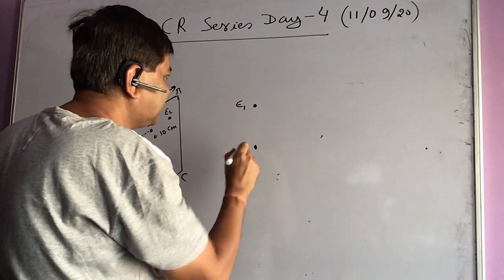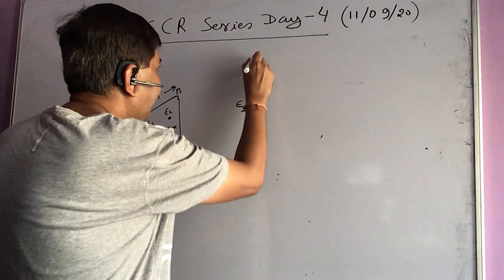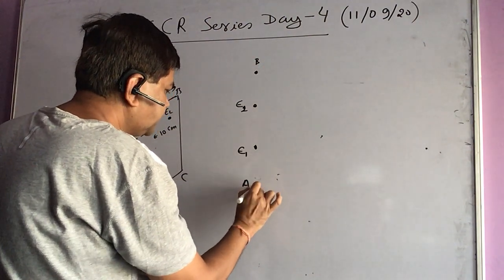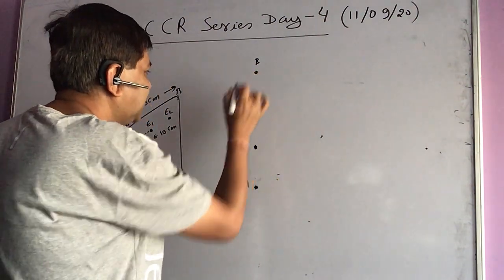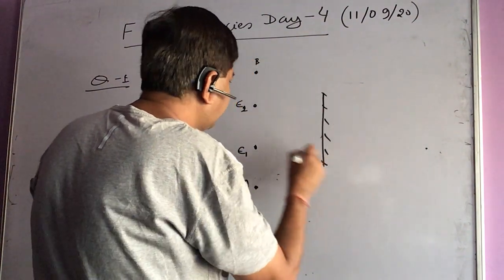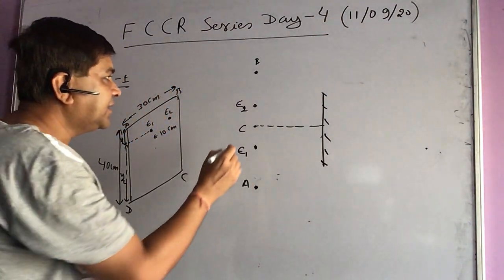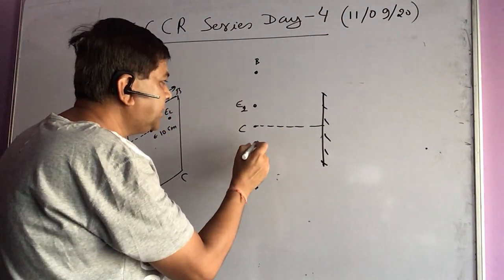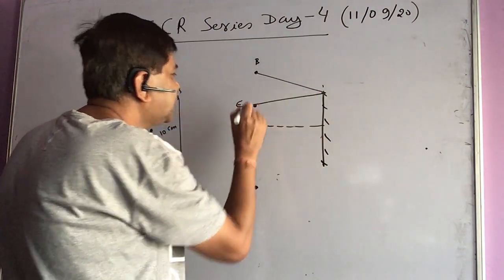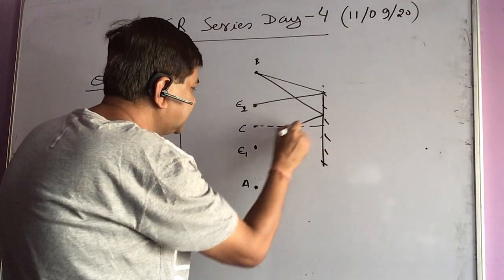So these are the two positions of the eye, and this is say B, and this is say A. Just to give the honor to the distance, I am slightly moving. Okay, and here is the mirror, and this is the center of the face C. So if I want to see the image of B by E2, we require this diagram. And if we want to see the image of B by E1, we require this diagram.